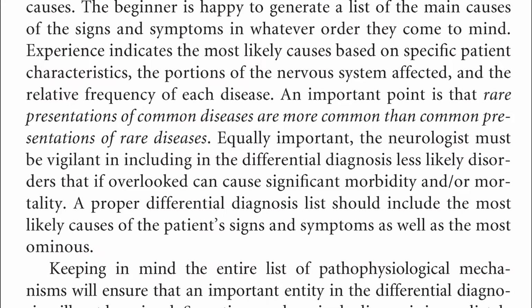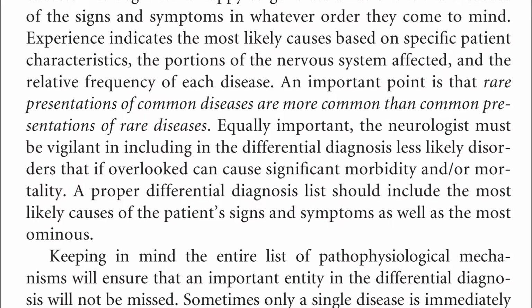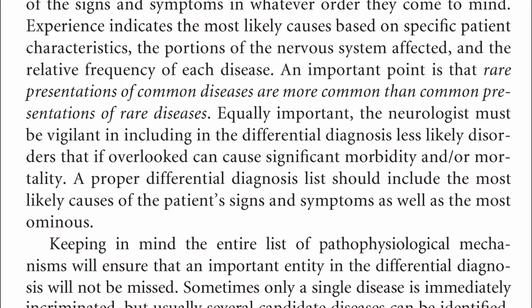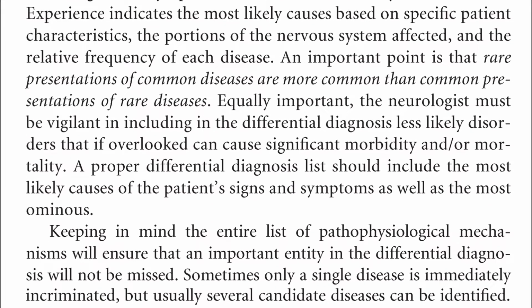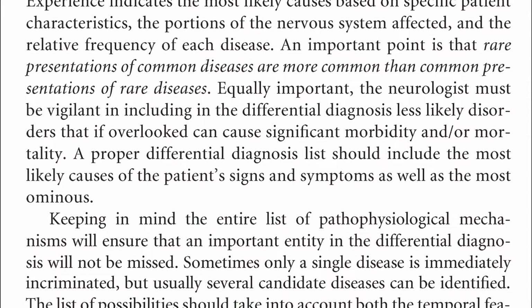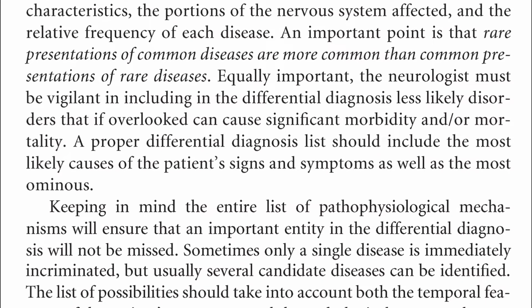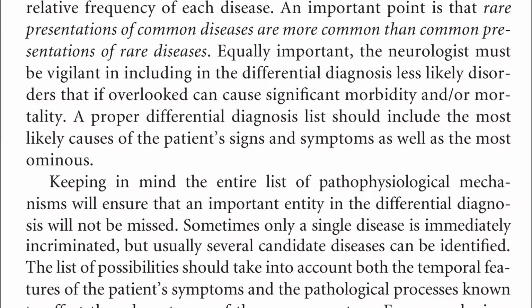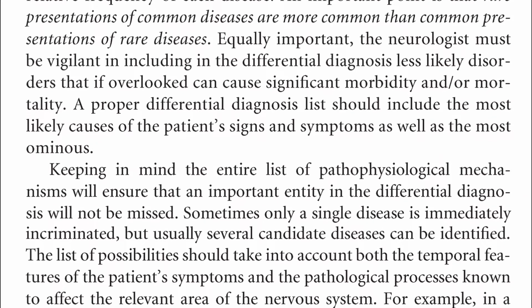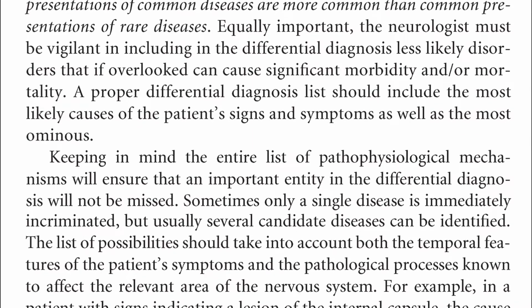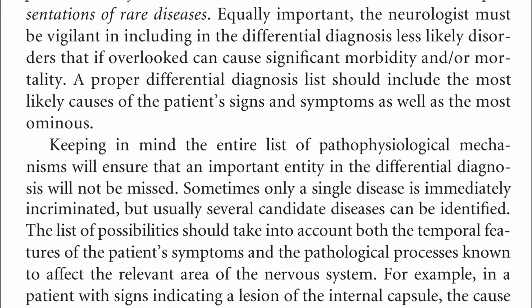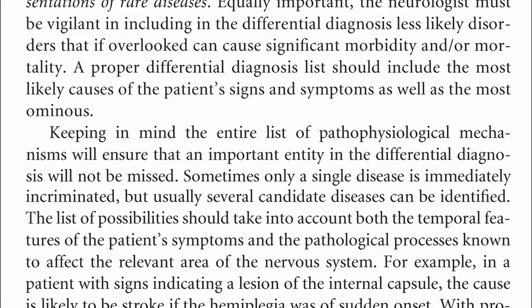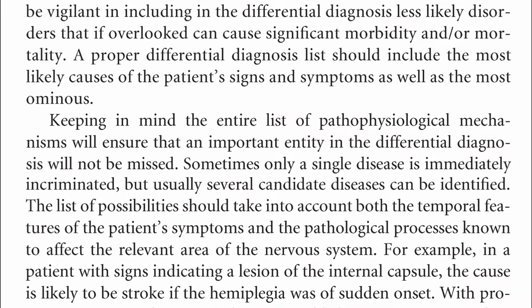Equally important, the neurologist must be vigilant in including in the differential diagnosis less likely disorders that if overlooked can cause significant morbidity and/or mortality. A proper differential diagnosis list should include the most likely causes of the patient's signs and symptoms as well as the most ominous. Keeping in mind the entire list of pathophysiological mechanisms will ensure that an important entity in the differential diagnosis will not be missed.